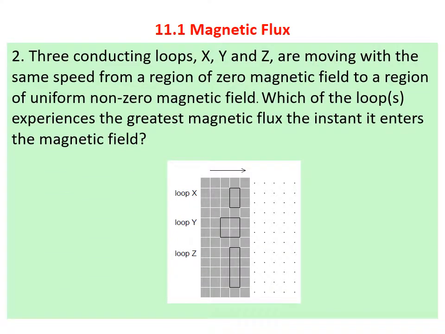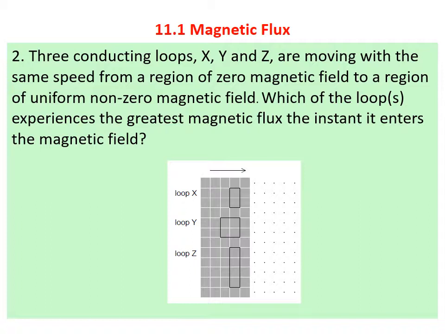Practice problem number 2. Three conducting loops, X, Y, Z, are moving with the same speed from a region of zero magnetic field to a region of uniform non-zero magnetic field. The region of zero magnetic field is on the left-hand side, in gray, all this gray grid, they've gridded that off for you for a reason, to a region of uniform non-zero magnetic field strength, which is on the right-hand side represented by all of those dots.